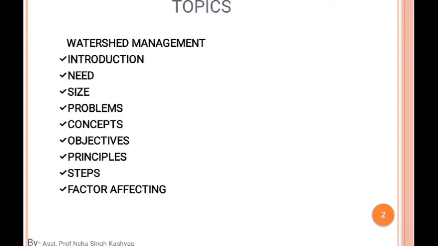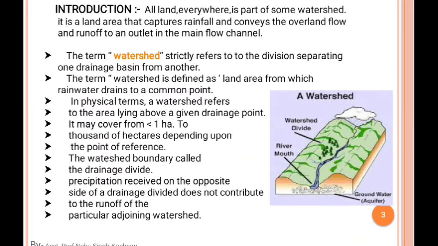So let us see what watershed management is. Before we understand watershed management, we need to understand the difference between watershed management and water harvesting, because this question is very frequently asked by students. I'll try to make it very clear between the two.